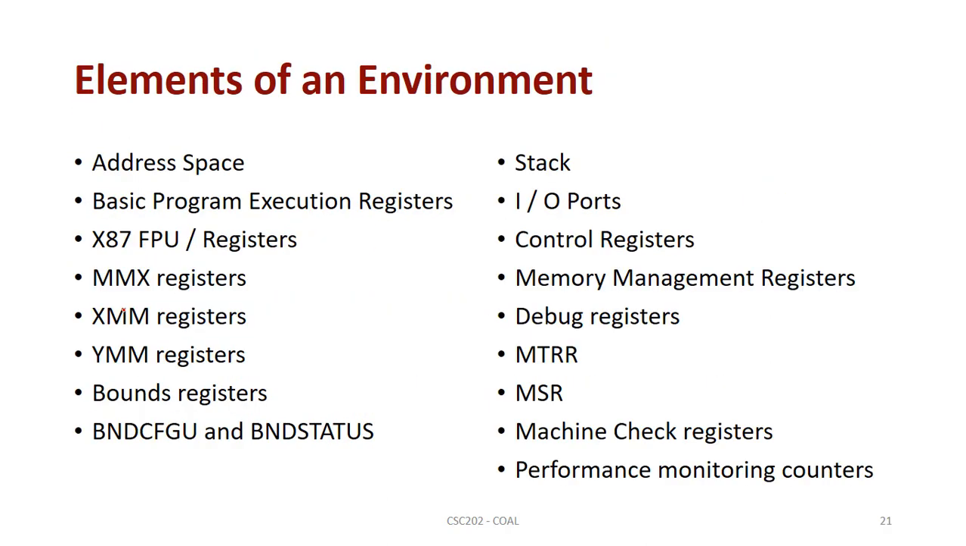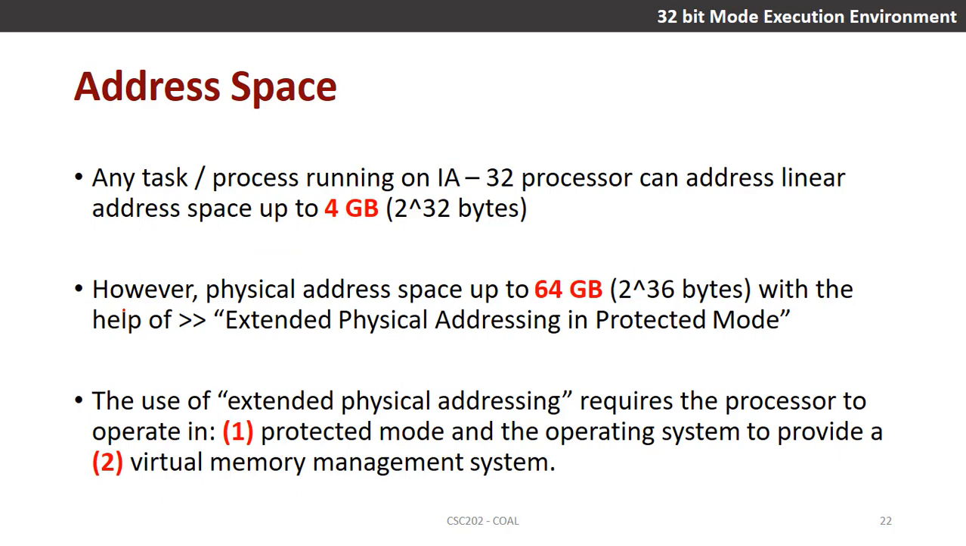So from the microprocessor point of view, we can list down a few basic elements that must be provided for an application, like address space, access to different execution registers, the floating point unit, MMX, XMM, YMM registers, some other sort of registers, IO registers, IO ports, etc. We'll see these things in a bit more detail one by one. So let's talk first of all about address space.